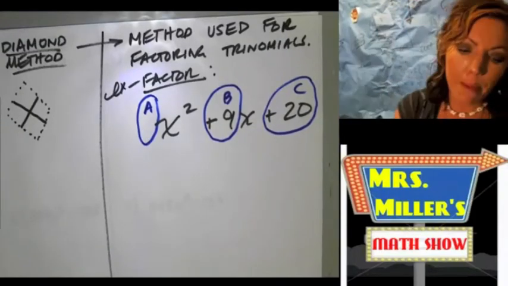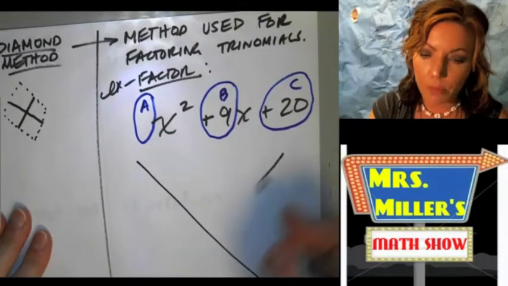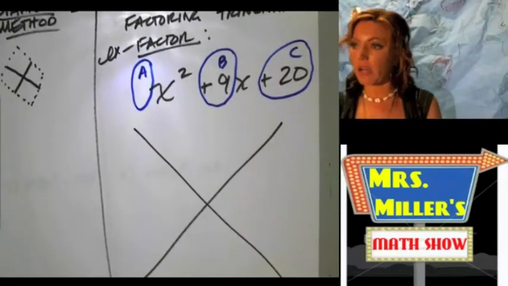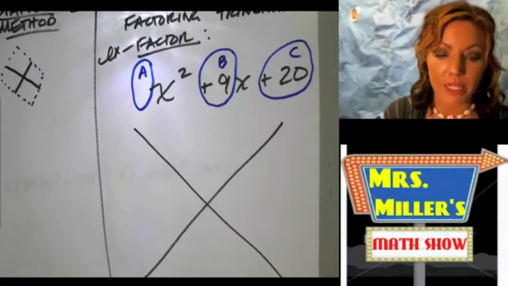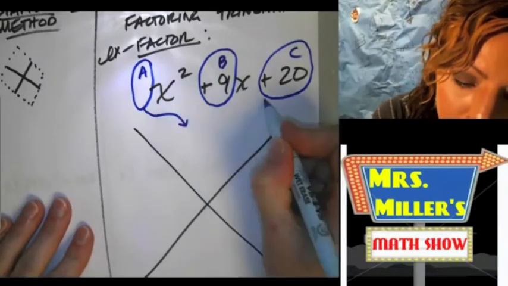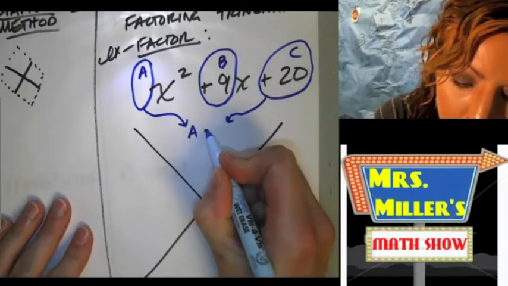The next step, draw a giant X on your paper. Woo, that's a really big one. Okay. So in the top of this ginormous X, we are going to put A and C multiplied together.